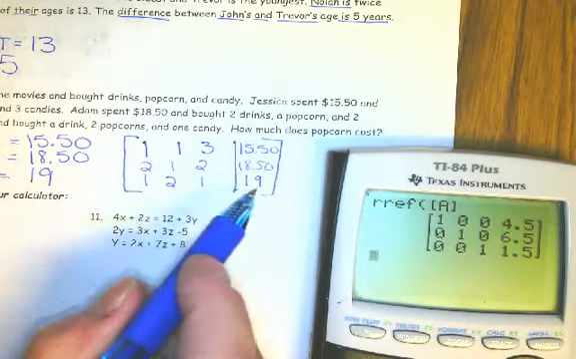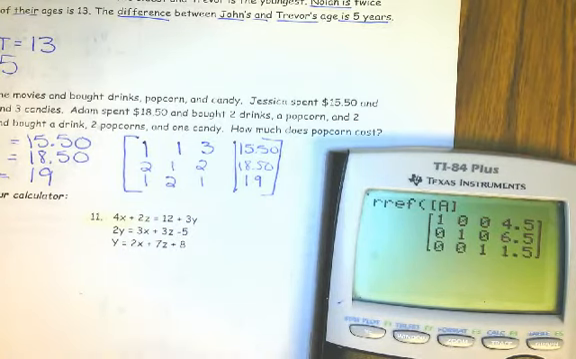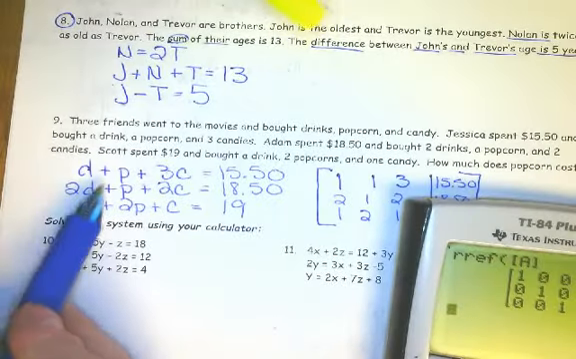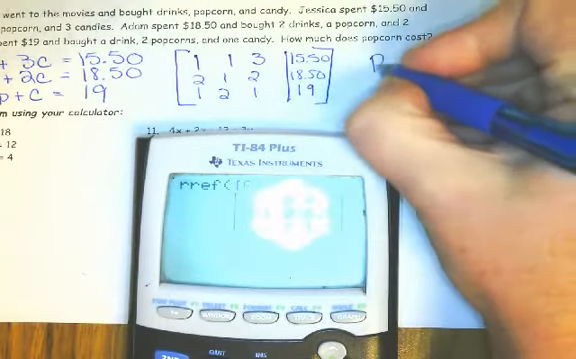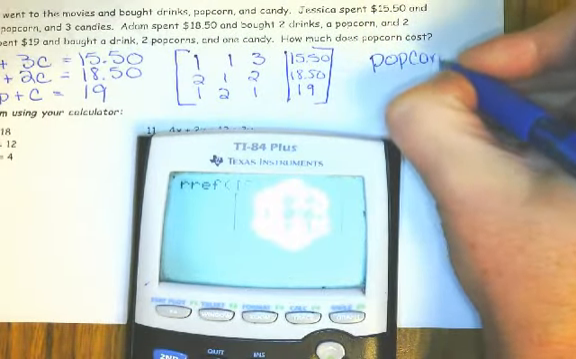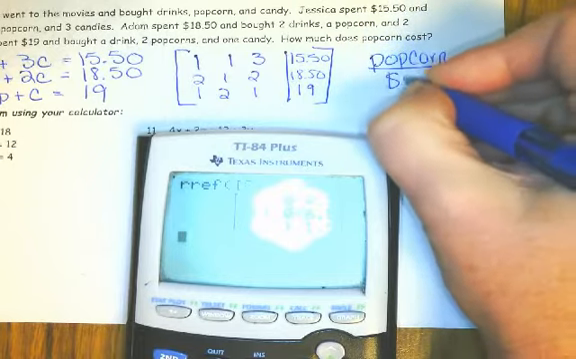Now, they only wanted the popcorn. That's what the question asked for. So notice popcorn was the second thing I entered, drink and popcorn, which means the way that I put it in will be drink and popcorn. So the popcorn is $6.50. Okay, so popcorn is $6.50.